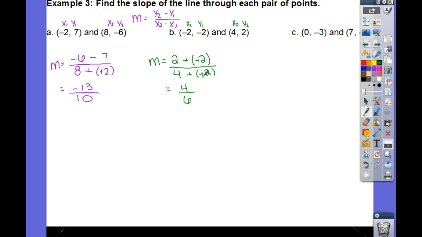Okay, 2 plus 2, because the minus, 4 plus 2, because the minus. So you get 4 over 6. If you don't like 4 over 6, because you know it reduces, you could rewrite it as 2/3. This one is especially one you don't want as a decimal. 2/3 is 0.6 repeating. 0.6 repeating would be a terrible slope.